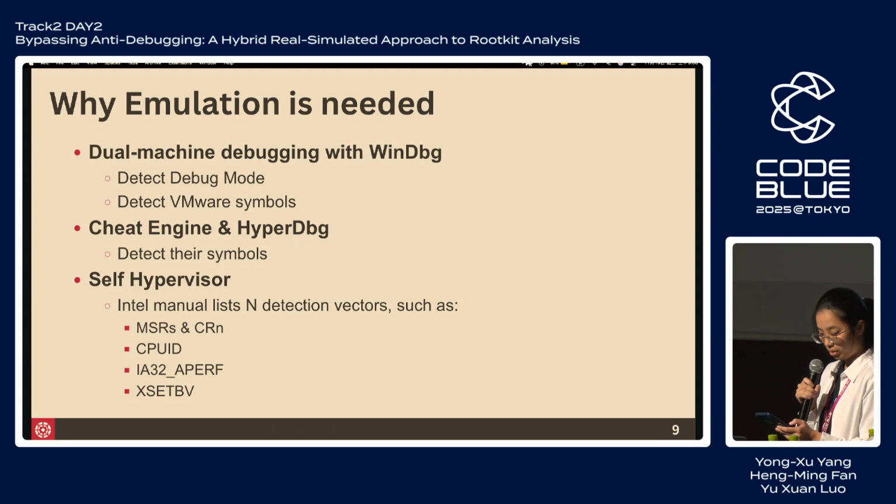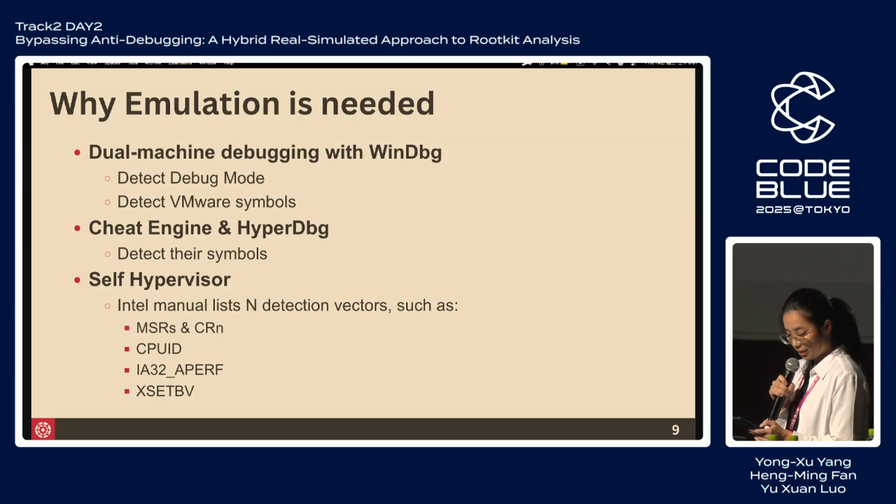One of the symbols is model-specific registers, also called MSRs. We will discuss how to detect a hypervisor emulator by MSRs in the demo part later. We can see that there are several disadvantages in the mentioned analyzing methods. However, an emulator has higher control and can prevent these disadvantages. This is why we need an emulator for analyzing rootkits.